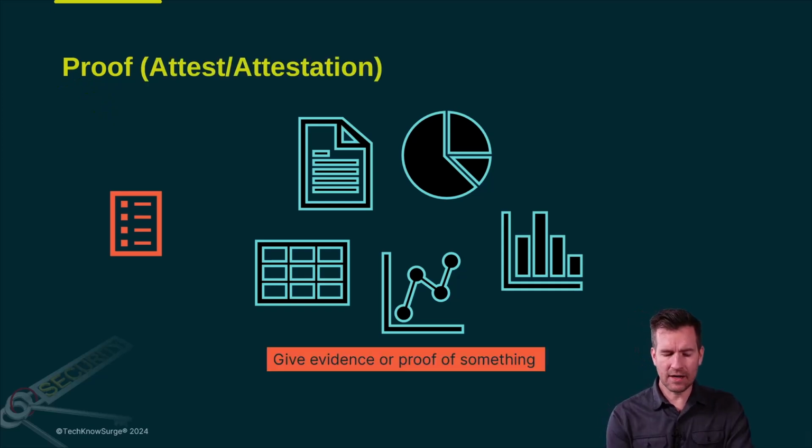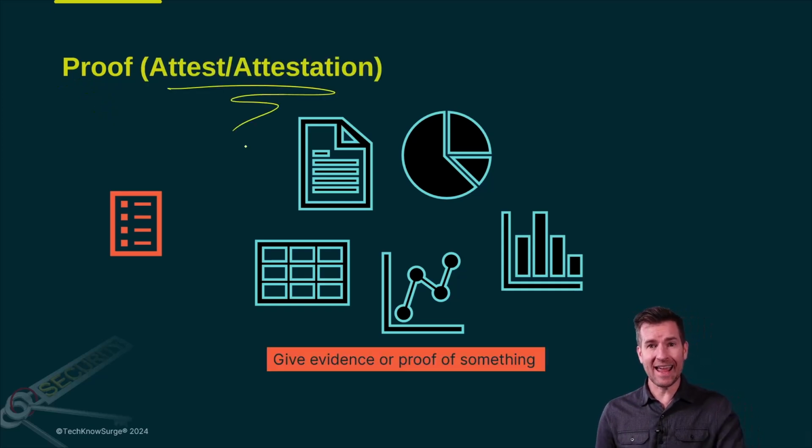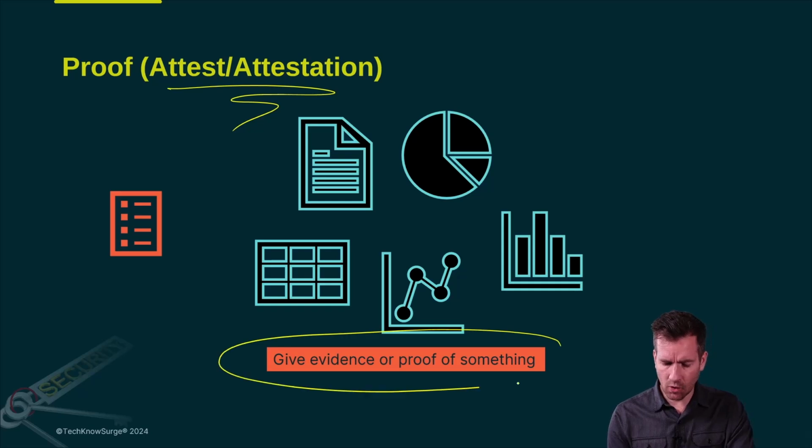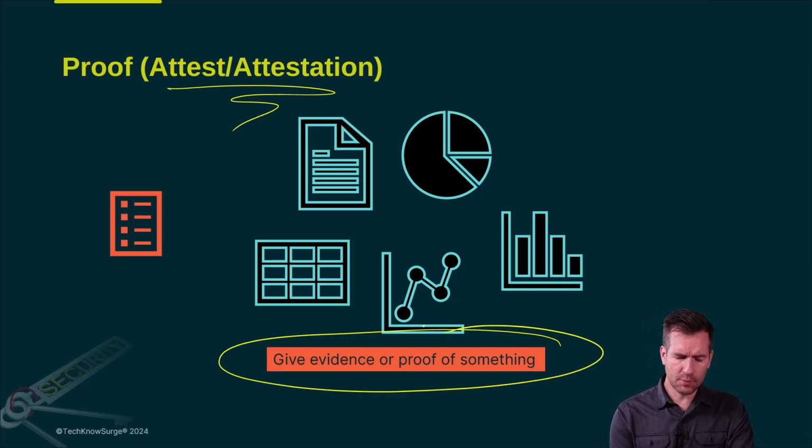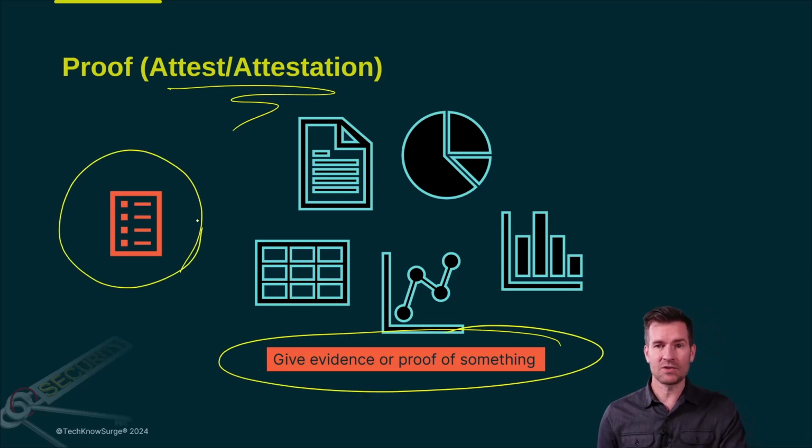What they're doing is they're attesting to something, or an attestation. This is our first definition of attestation. Attestation is just giving evidence or proof of something. So they're proving that they're following the standards by turning over some sort of documentation.